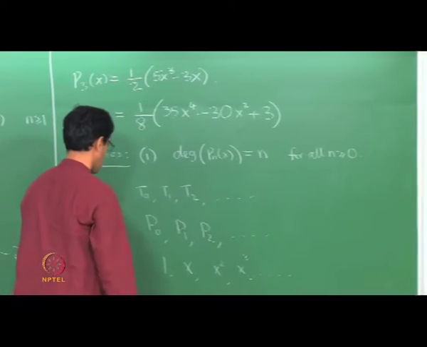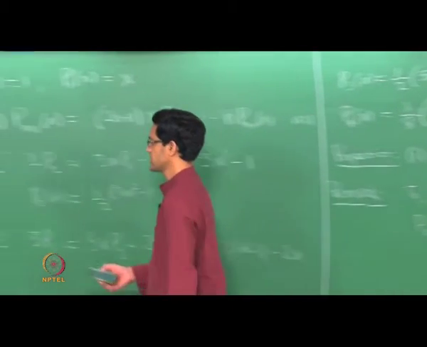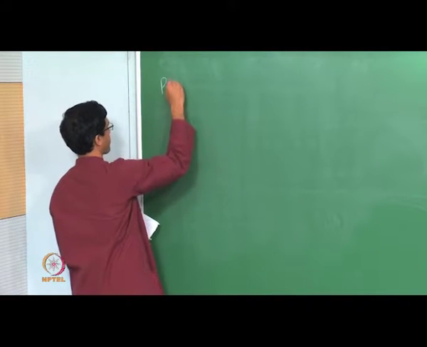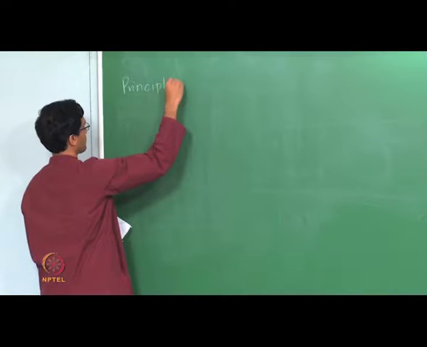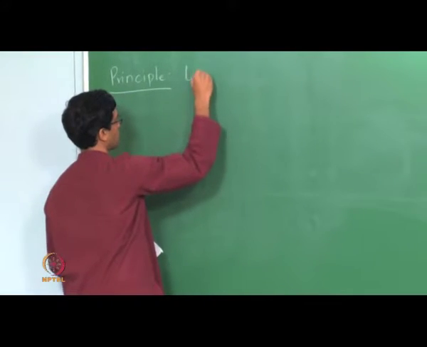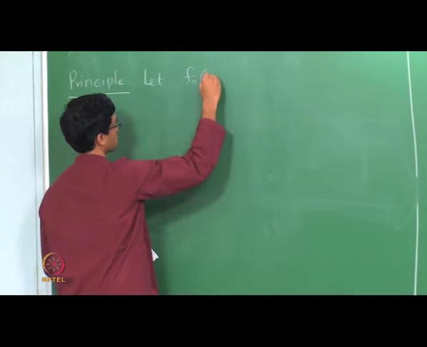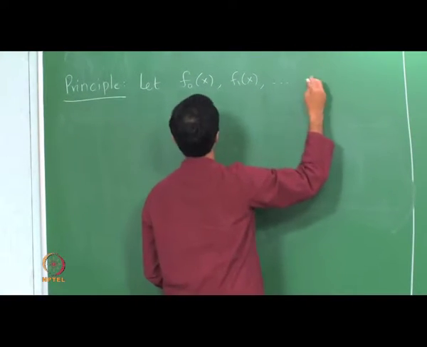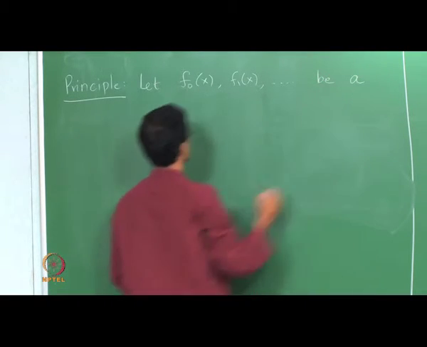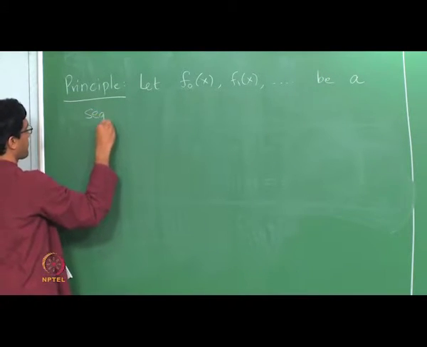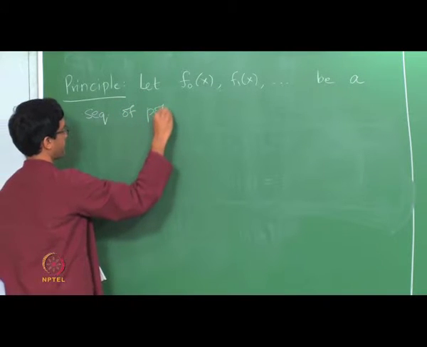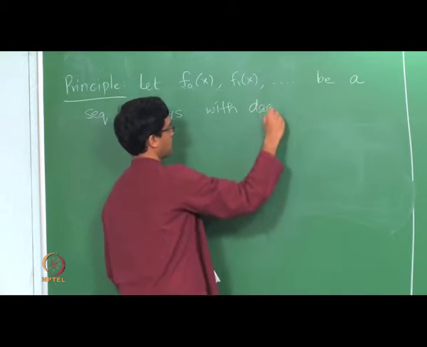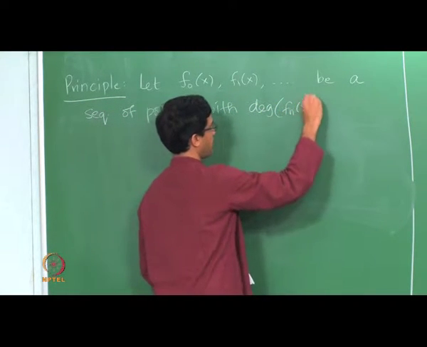So consider such sequences. More generally, here is the key principle. Suppose I have a set of polynomials f0 of x, f1 of x and so on, be a sequence of polynomials with the degree of fn being n for all n.